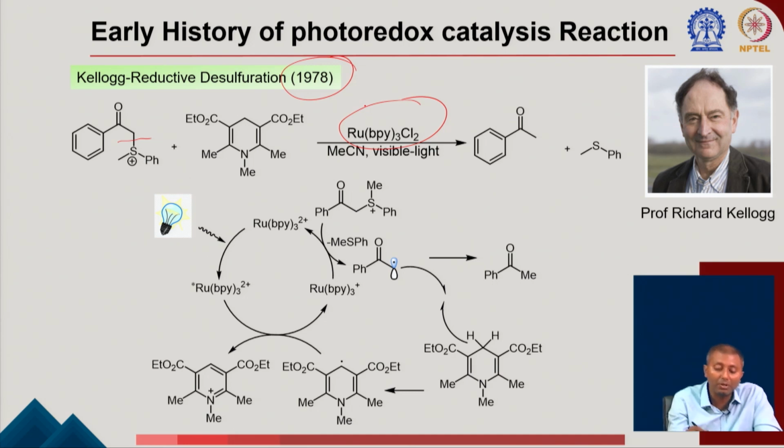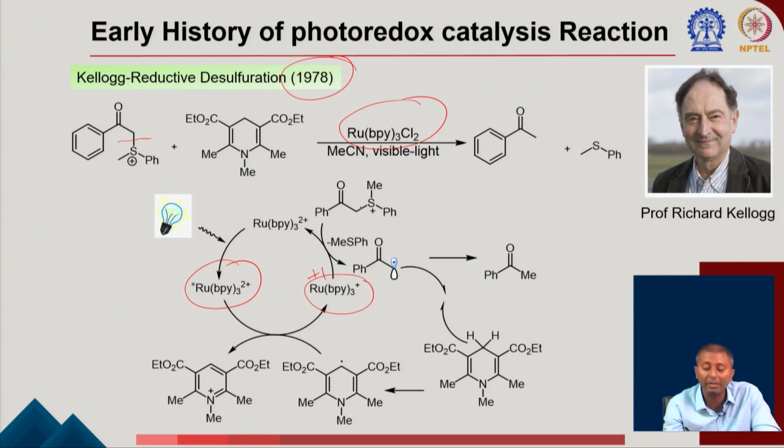So what is going to happen once we excite the ruthenium catalyst, it is going to go to the excited state. First, an electron transfer is going to happen from here. From there it is going to form the ruthenium +1, and at this stage the ruthenium +1 wants to go to the ruthenium +2. So it is going to transfer one electron here.